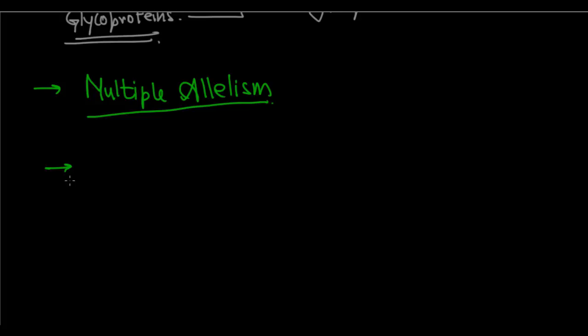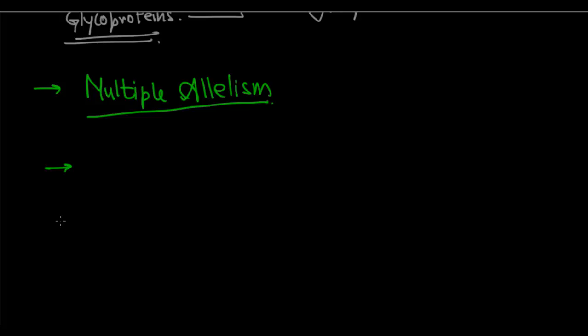But blood again shows an exception to this, and there are various other exceptions as well, but we are talking about blood here. Blood has three alleles. Out of these three alleles, two are equally dominant, right? So if they both are there together in the allelic pair, then both will be expressed.